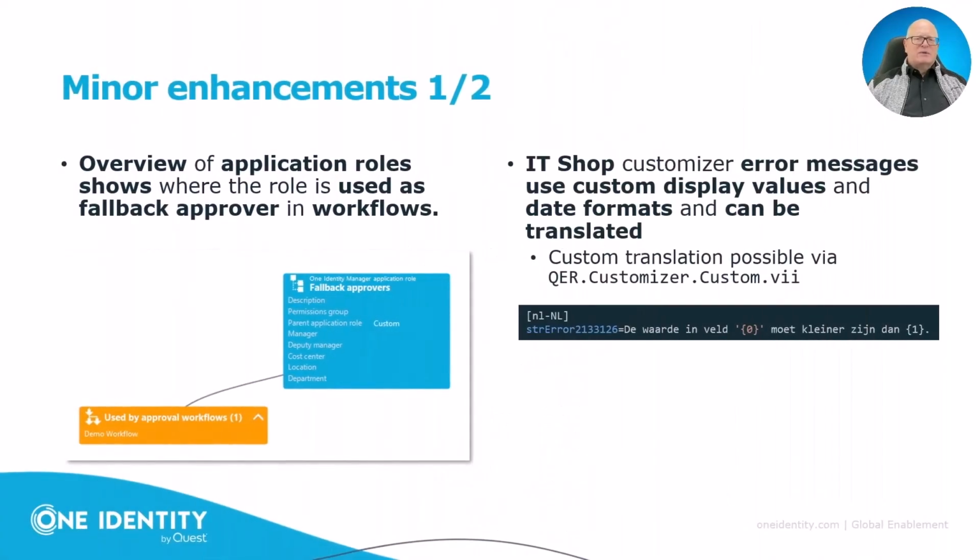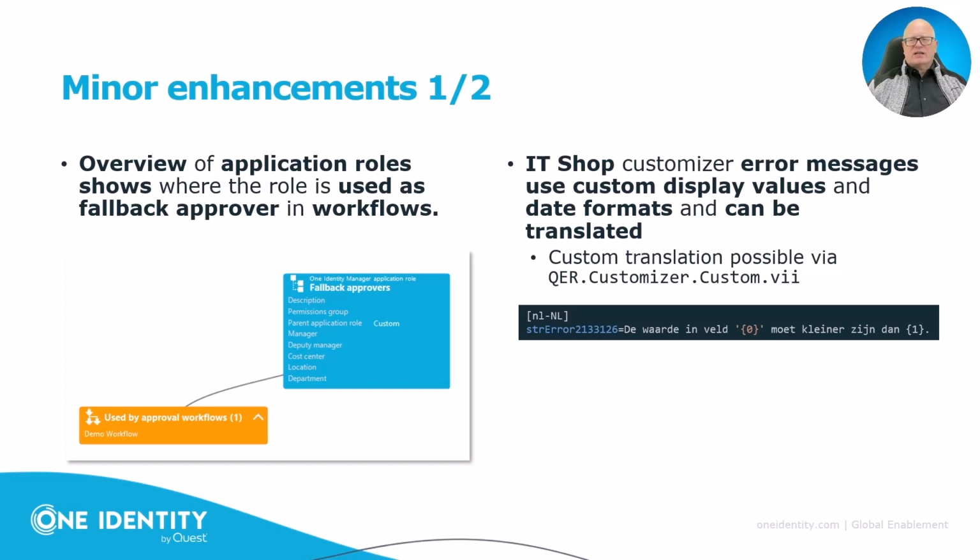Another minor enhancement is the overview of an application role that shows now, if necessary, if this application role is used somewhere as a fallback approval group. In these cases, in workflows, you will now see the fallback approvers, which will help you to understand which third group of people is responsible for something.